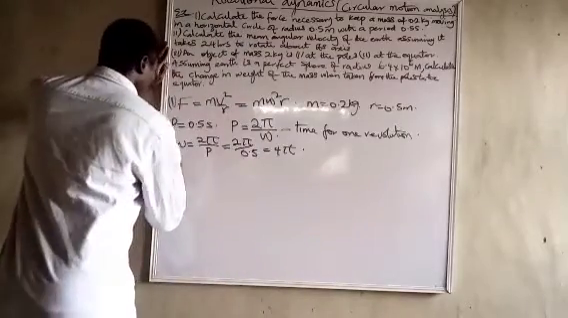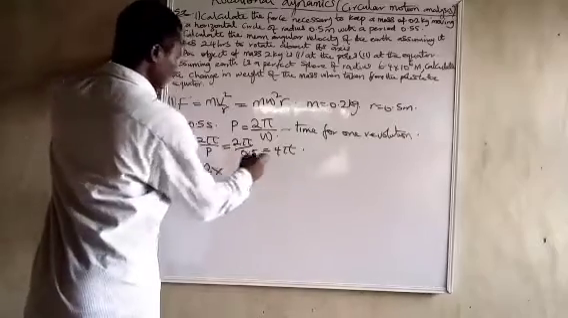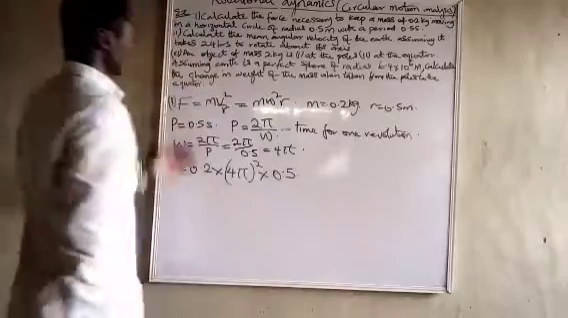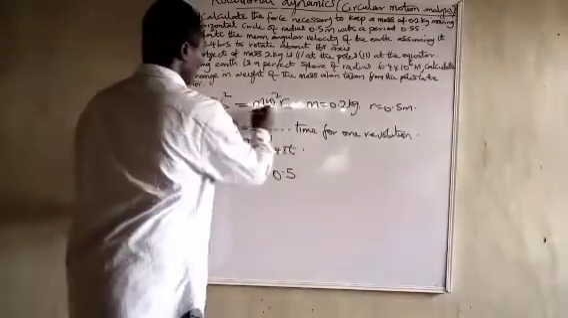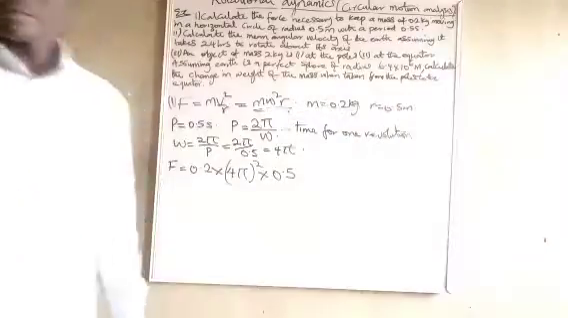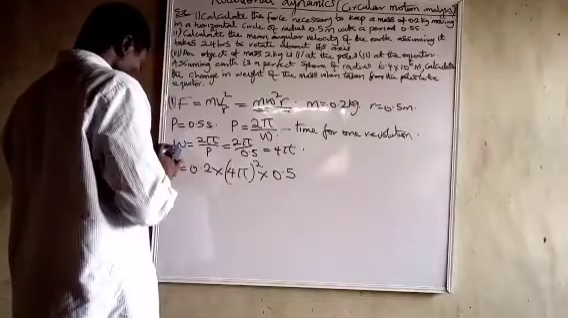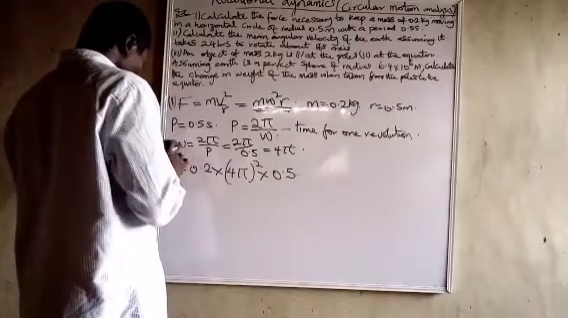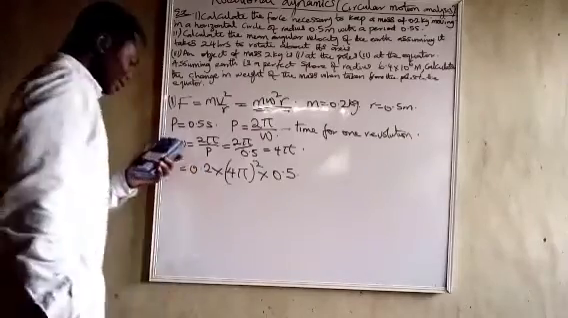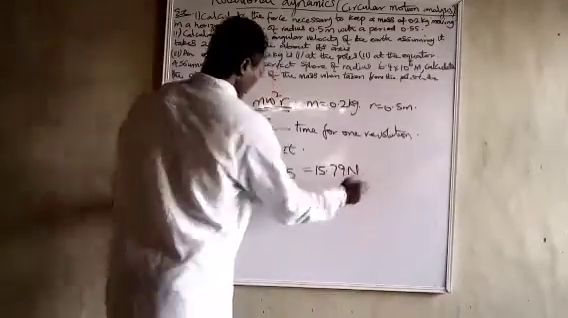Therefore, our F now, we can calculate it to be 0.2 times 4 pi squared times 0.5. 0.2 is the mass. I'm using this formula, times 4 pi squared times 0.5, because this is our omega. And let's calculate what that will give us. And that's giving us 15.79 Newton.